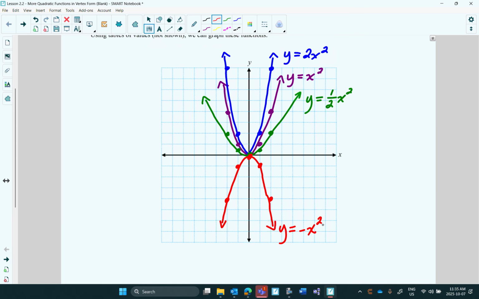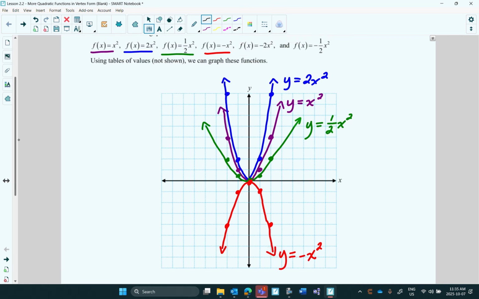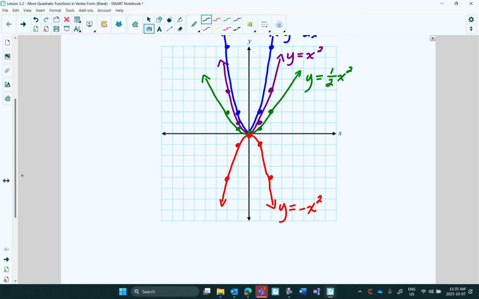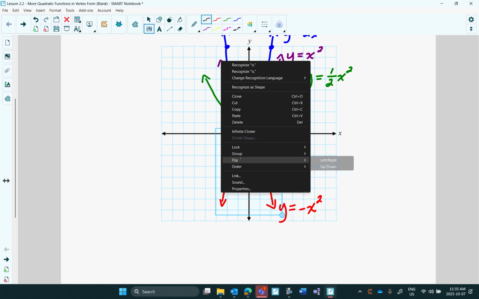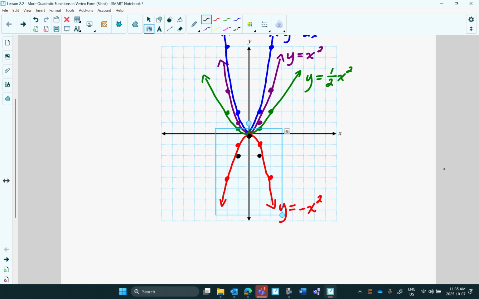What's y equals negative 2x squared? Wouldn't it be just the blue one flipped upside down? Because this is 2x squared, but as soon as I put a negative in front, it flips upside down. So it's this one. So 1 across, 2 down. 2 across, 8 down. And this is negative 2x squared.